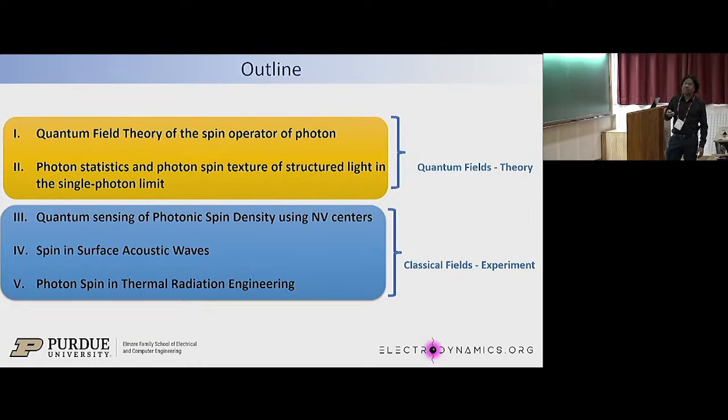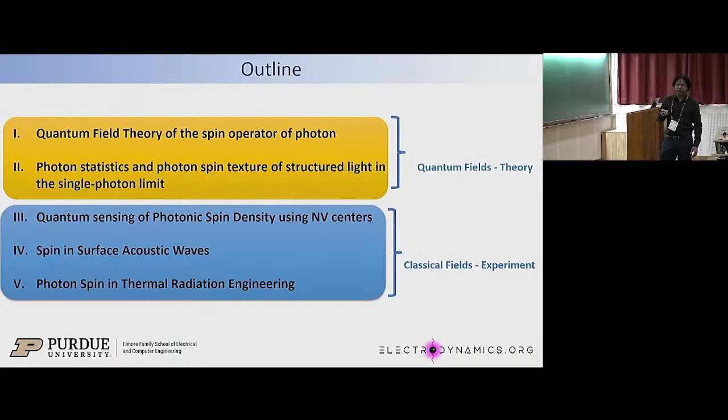I'll start by focusing on the spin and orbital angular momentum, specifically that of light. And for the experiments, I'll talk about a few different systems. One of the first systems is trying to understand this spin angular momentum of light by using NV centers, nitrogen vacancy centers in diamond. Think of it as a canonical two-level system, a kind of spin qubit system. So that's the first experimental aspect.